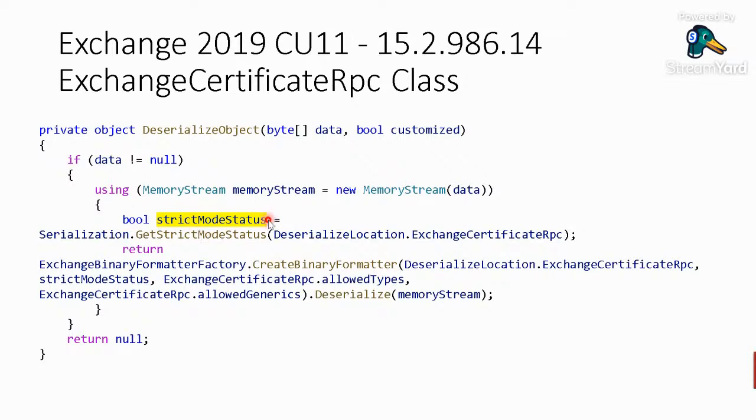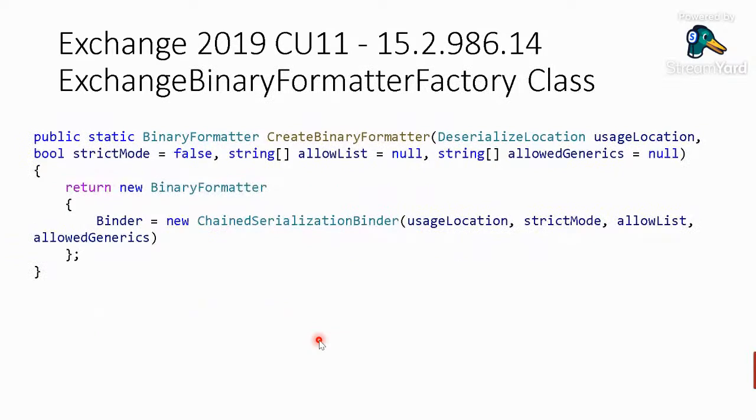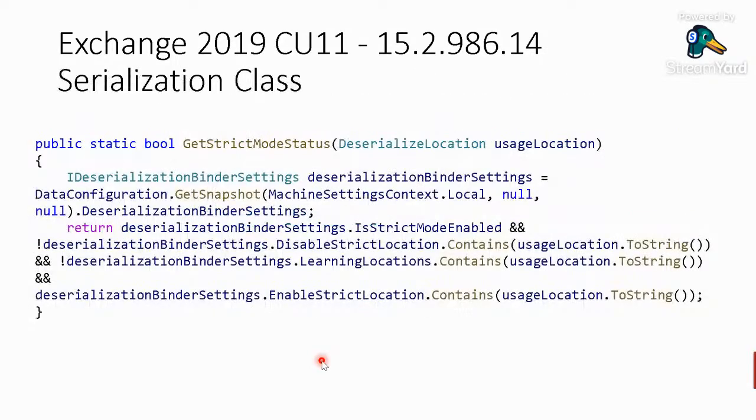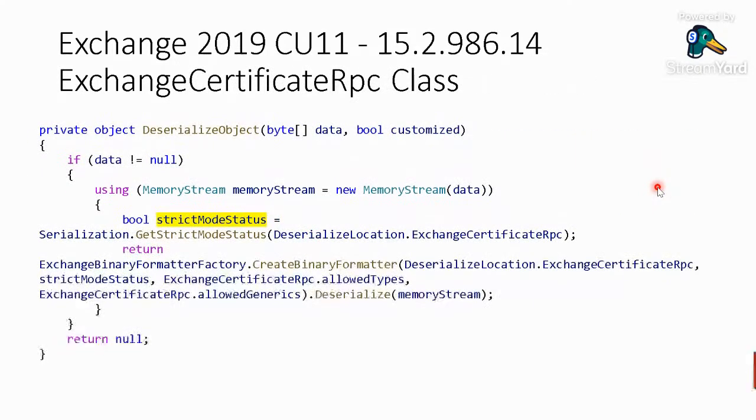However, before, the strict mode was just set to false. What do we do here? We're getting the strict mode status from some function. And again, the create binary formatter hasn't changed. It's the exact same code. So when we're getting the strict mode, this looks like a whole lot of functionality for a simple thing, but basically all it's doing is looking up in the settings for the deserialization binder and checking a bunch of values based on the location where it's used. So the key point is what's the location. And I think in this case, the location was the exchange certificate RPC.